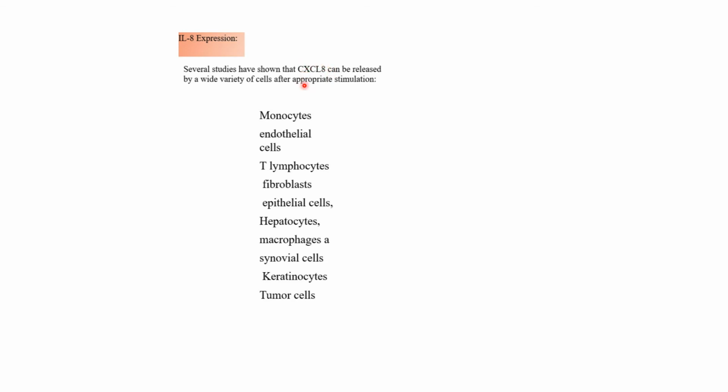So IL-8 can be expressed by several cell types: monocytes, endothelial cells, which are of concern to us. We will be talking about that a bit later on. Fibroblasts. Remember we were talking about fibrin deposition in that patient's alveolus with the thickened septa. Fibroblasts. Epithelial cells. So lots of cells can produce IL-8.